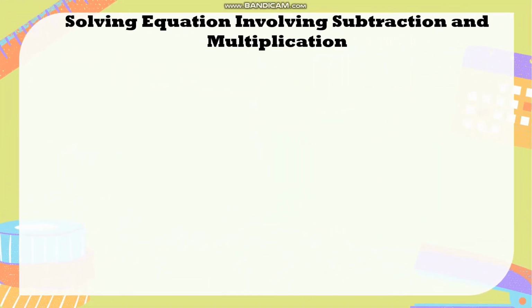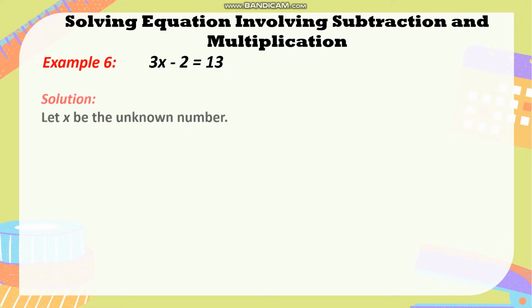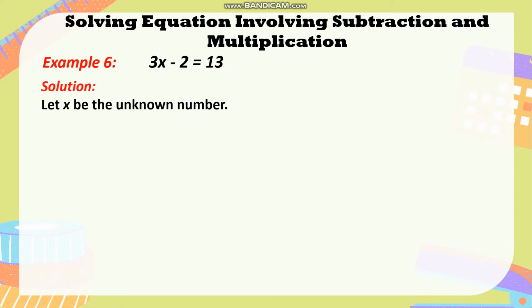Solving equation involving subtraction and multiplication. Example 6. 3x minus 2 equals 13. Solution. Let x be the unknown number. Given 3x minus 2 equals 13, wherein 3x or 3 times x minus 2 is the side A of the equation. 13 is the side B. How to solve the equation?